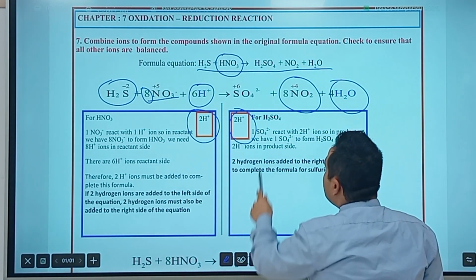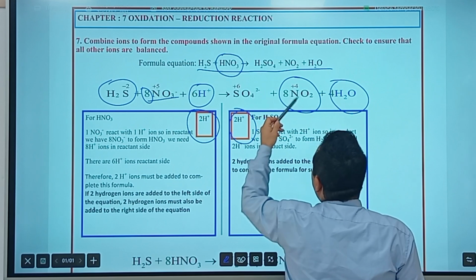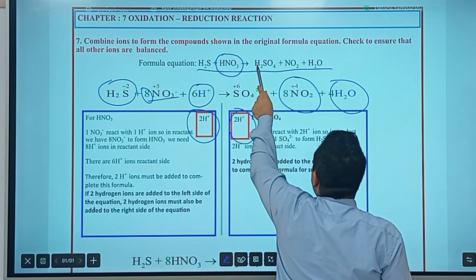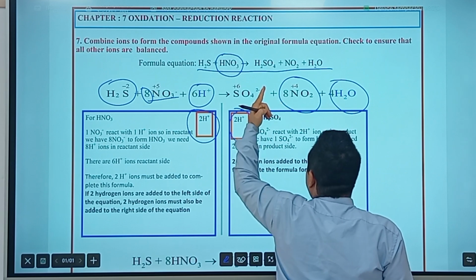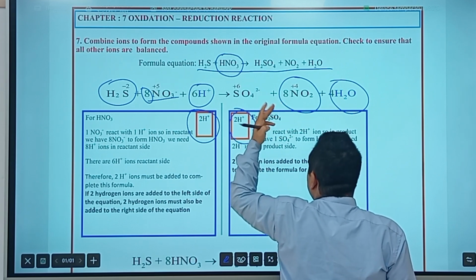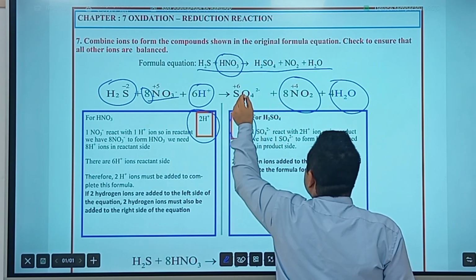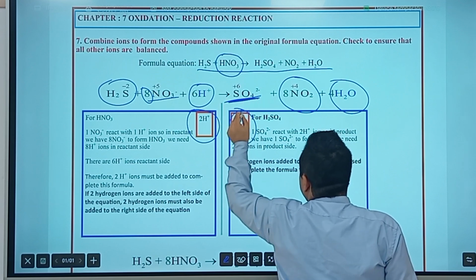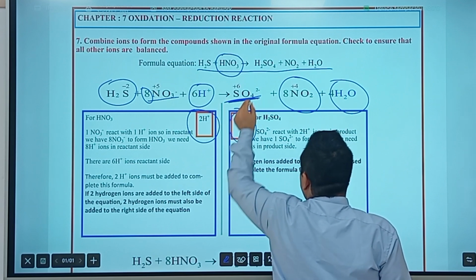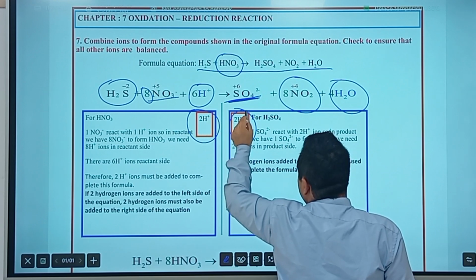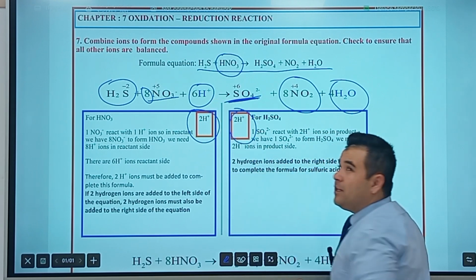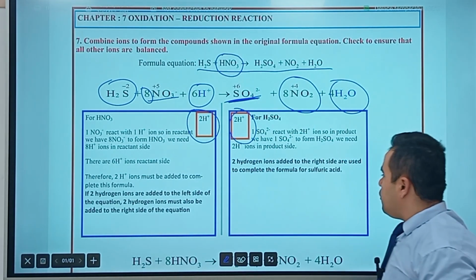Second, the sulfate with the proton. How many protons exist with the sulfate? For every one sulfate, there should be 2 protons. So how many sulfates do we have? 1. How many protons did we add? 2. Because of that, in the reactant we added 2 protons. These 2 protons combined with 1 sulfate to form H2SO4.